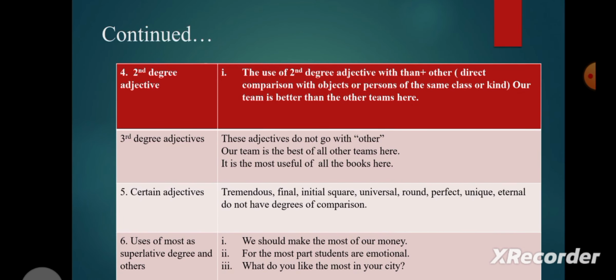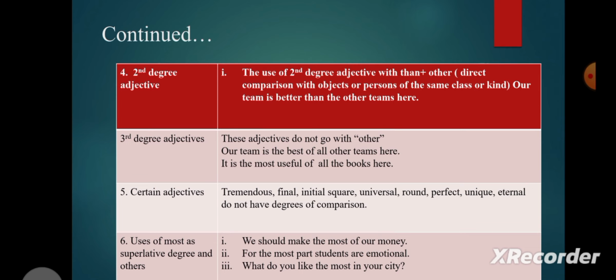Number four is second degree adjective. The use of the second degree adjective with "than" plus "other" for direct comparison with objects or persons of the same class or kind. So a team is better than the other teams here. It is more beautiful than the other books on the subject. Now, third degree adjectives don't go with "other". Our team is the best of all other teams here. It is the most useful of all the books here.